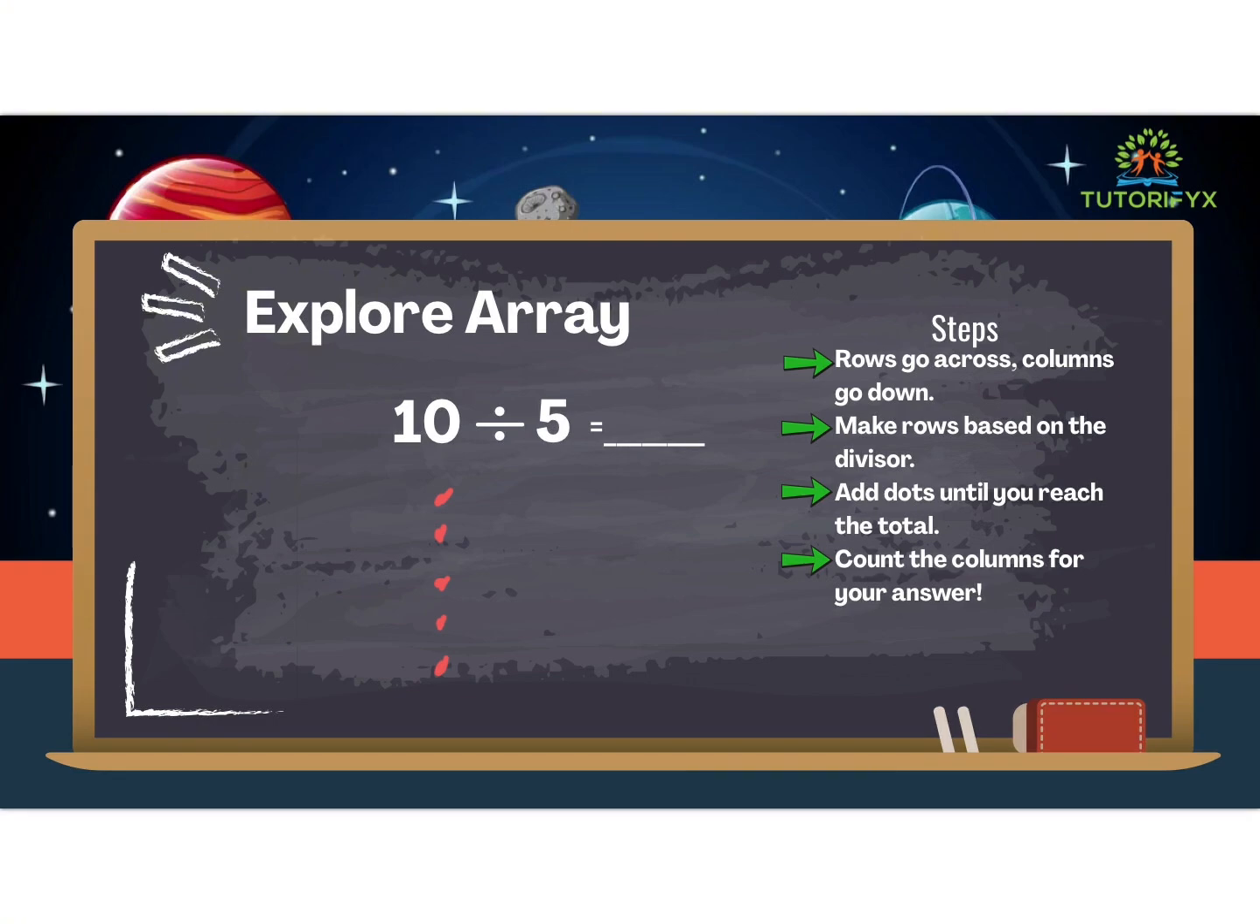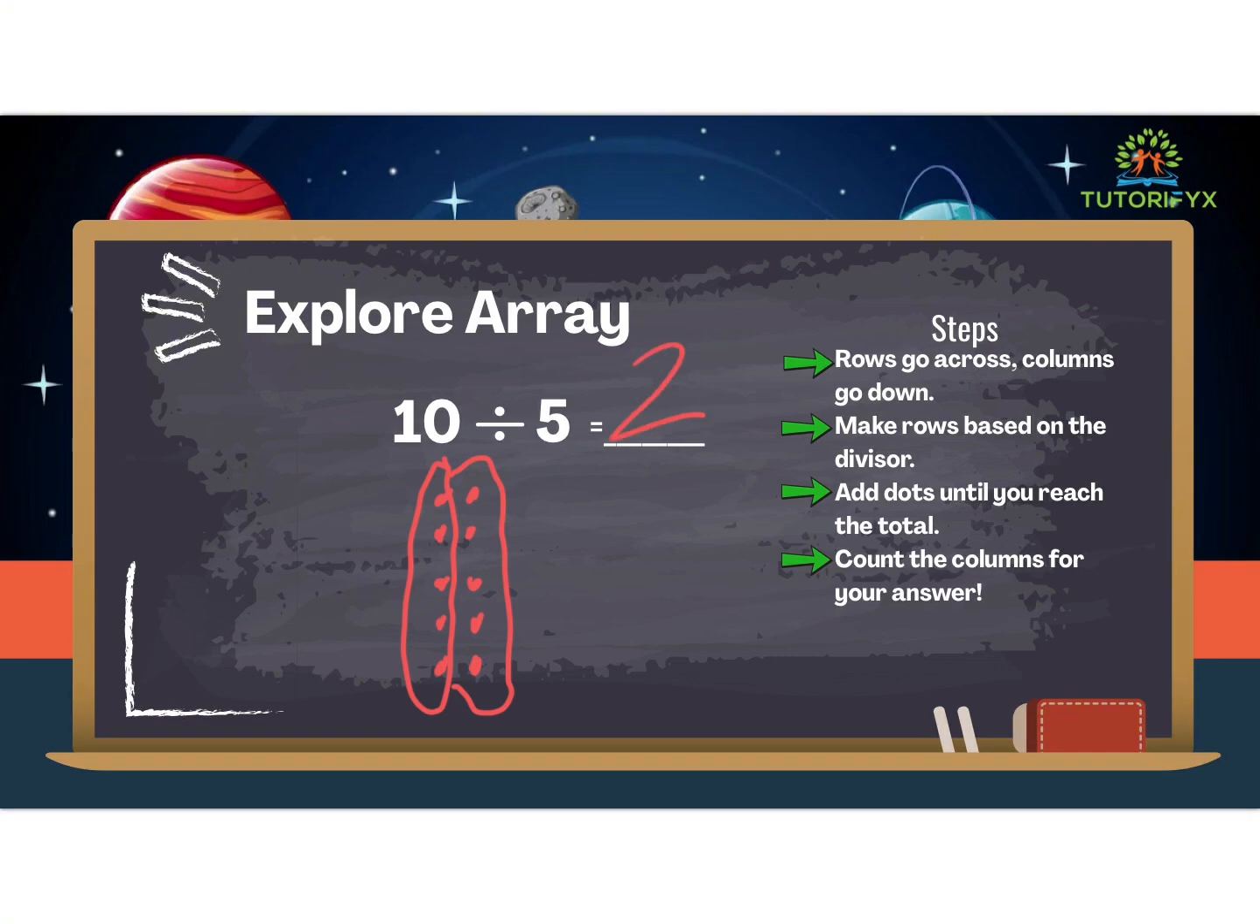Now listen, I already have 5 here. I need to add another row to reach 10. 6, 7, 8, 9, 10. Do you see that? Ooh! And the last step, my sweethearts, is to count how many columns you have. This is one column, and this is the second column. How easy is that? The answer is 2.